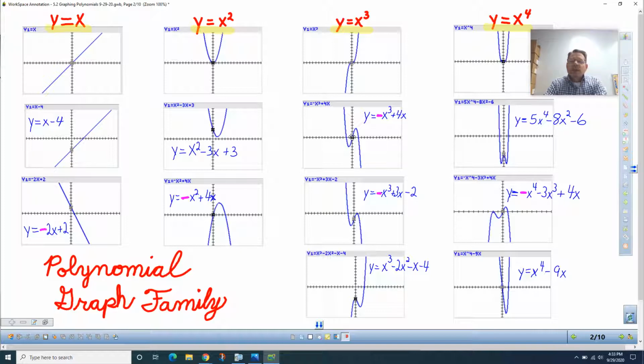So generally, the number of turns is one less than the degree at maximum. It doesn't have to do it that many times, but at most. So like this guy here, it has 1, 2, 3 turns. And then this one has 1, 2, 3, and a fourth degree. So a fourth degree has at most three turns, always one less.